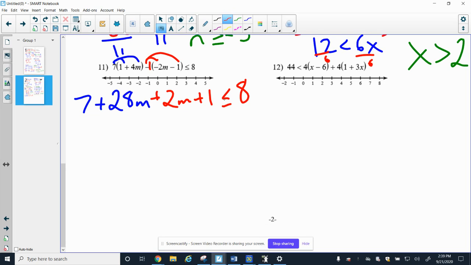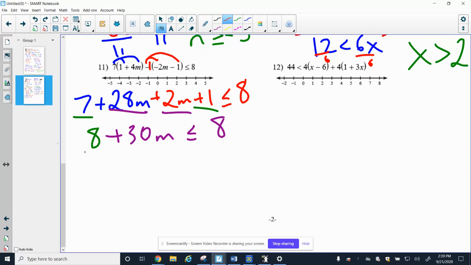Notice there we did not flip the sign because we were just multiplying within here. We were distributing a negative number. We were not multiplying or dividing both sides by a negative number. This less than or equal to, we treat like an equal sign. Okay, so if we can combine like terms on a side, we want to do that. So that's what we're going to do next. Okay, so we can combine 7 and the 1, make 8. And we can combine the 28m and the 2m to make plus 30m is less than or equal to 8.